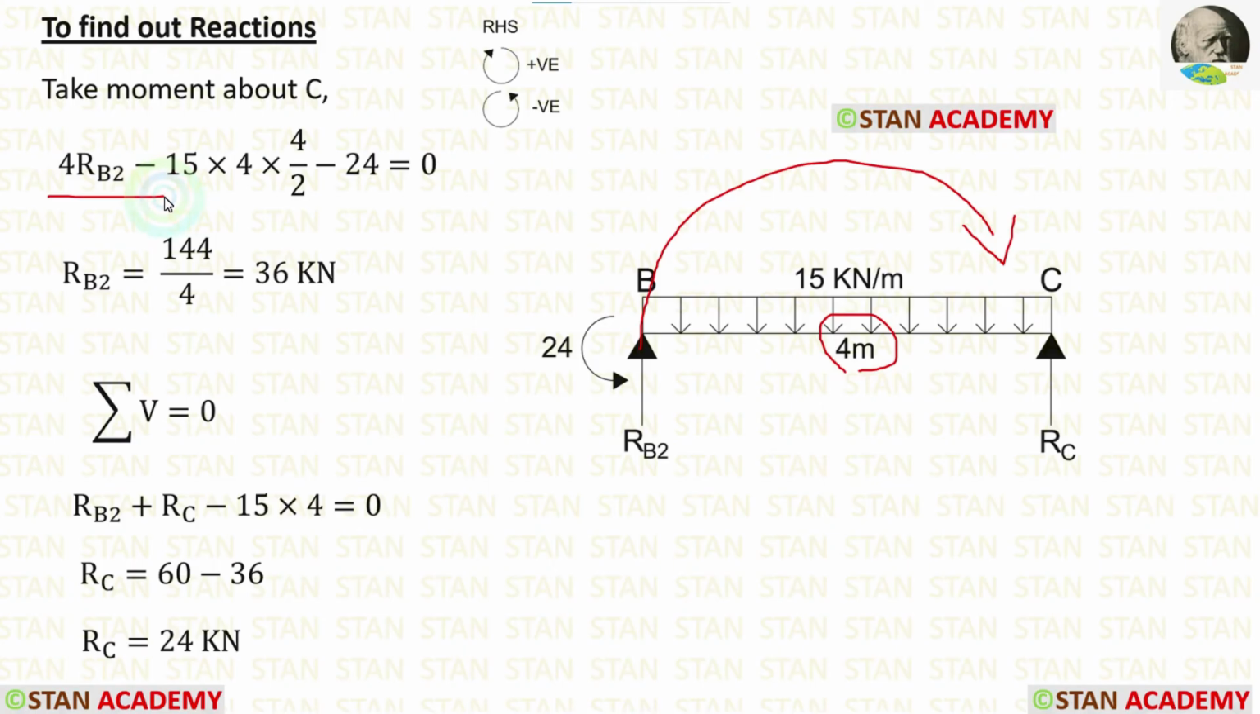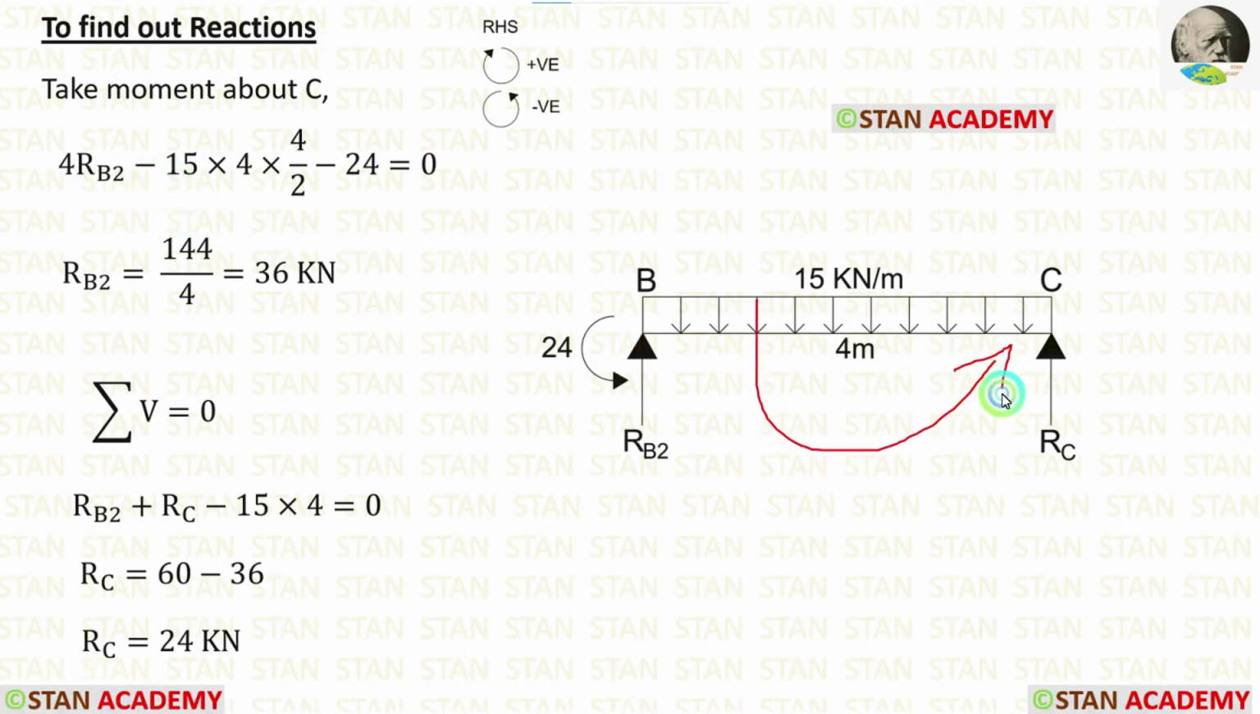So 4 RB2. The UDL is acting towards the point C in the anticlockwise direction. So it will be negative. When the UDL comes, we have to multiply with the distance and the distance by 2. So 4 into 4 upon 2. The moment 24 is acting in the anticlockwise direction. So it will be negative. Finally, we are getting RB2 is equal to 36 kN.